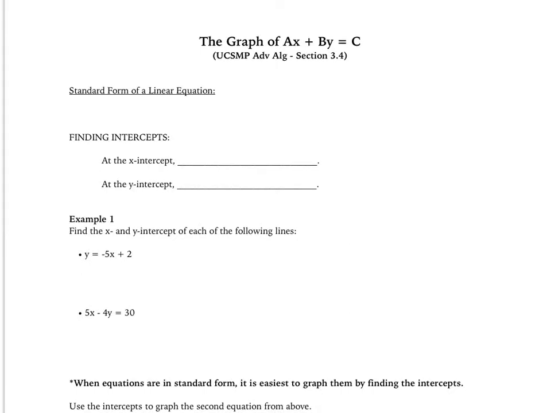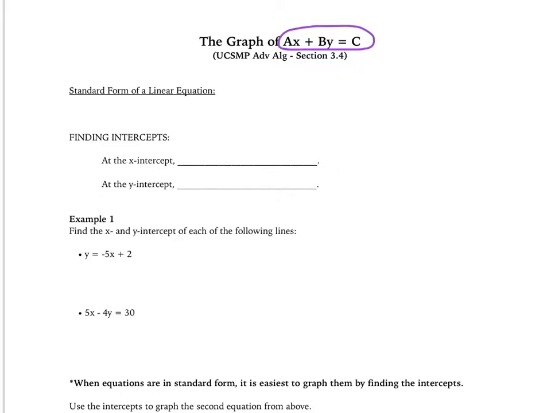Hi everyone. Today we're going to talk about linear equations written in a different form. You're used to talking about linear equations in slope-intercept form. That's the y equals mx plus b that you're used to. Today we're going to talk about what's called standard form. And standard form looks like this.